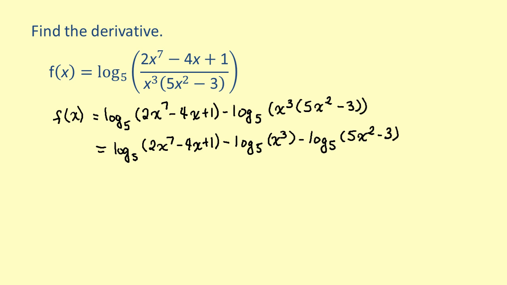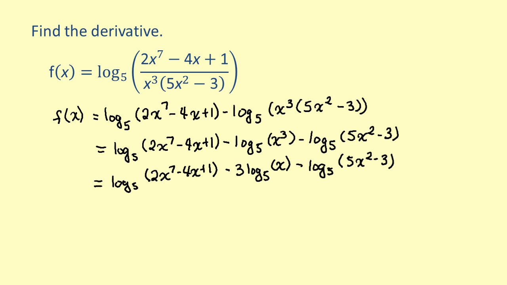We can simplify the middle term further. Another property of logarithms, called the logarithm power rule, states that the logarithm of a value to a power is equal to the exponent times the logarithm of the base. This means we can write the second term as 3 times log base 5 of x. Now we have the function in the form log base b of g of x, which means we can now take the derivative of each term to find f prime of x.